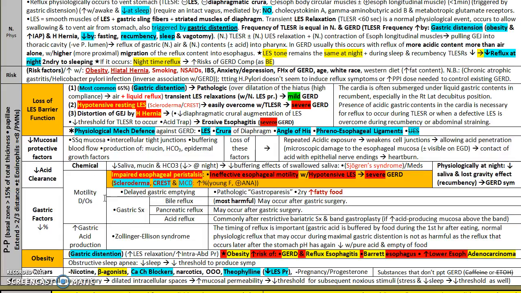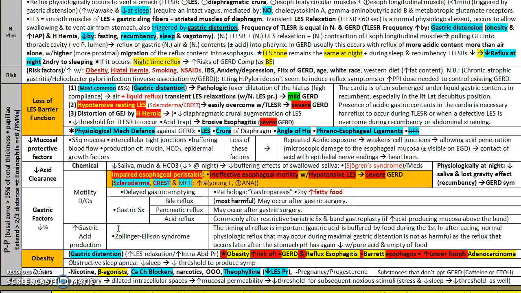Any motility disorder, again scleroderma, CREST, will lead to ineffective esophageal motility, hypotensive LES, and inability to wash out the acid that has leaked into the esophagus, and leads to severe GERD. Delayed gastric emptying, like pathological gastroparesis, and gastric surgeries that might lead to bile or pancreatic or more acid reflux. All of these mechanisms might end up with injury to the esophagus.